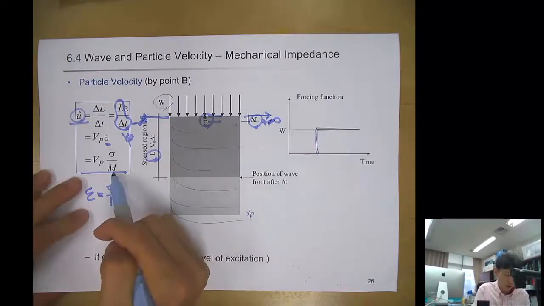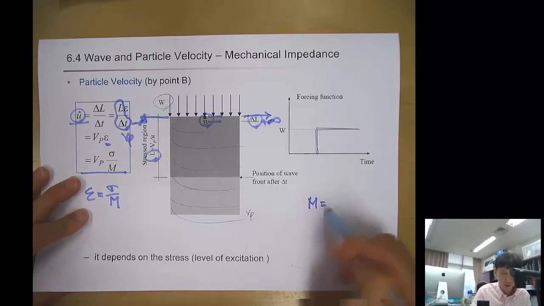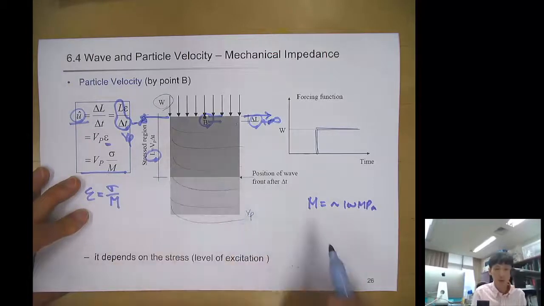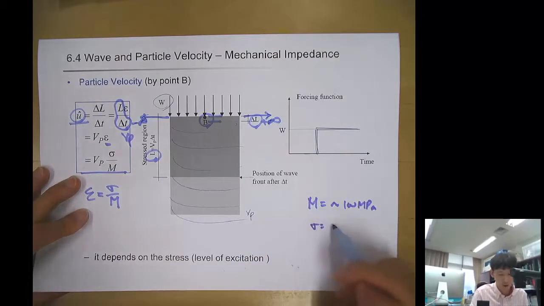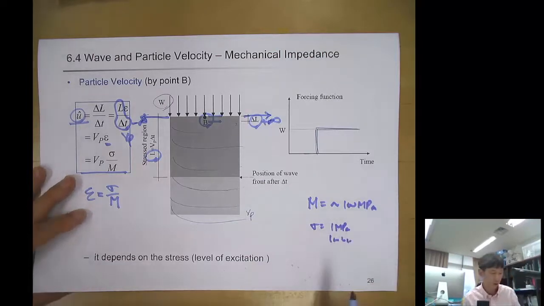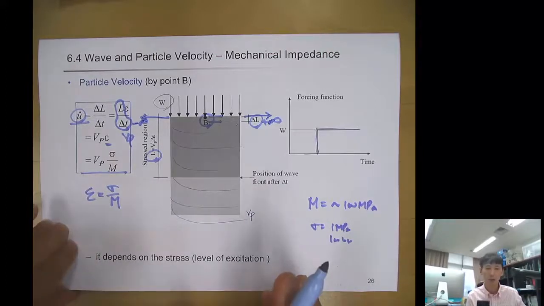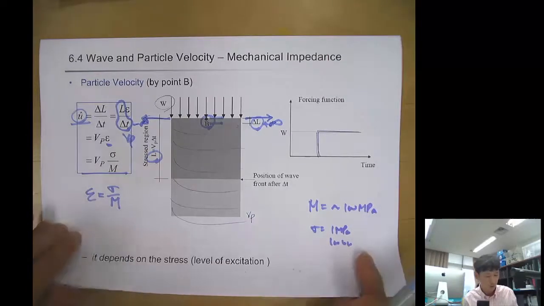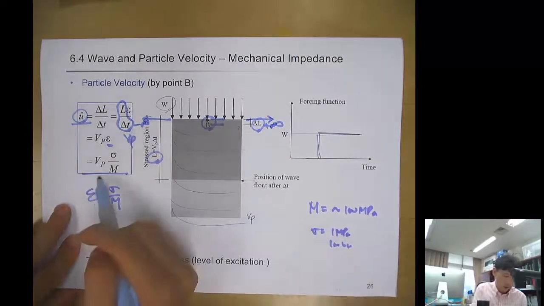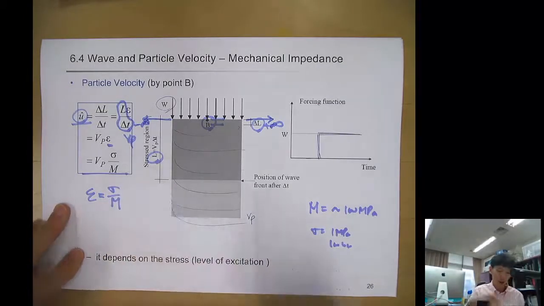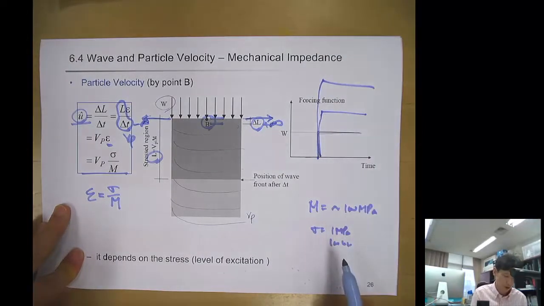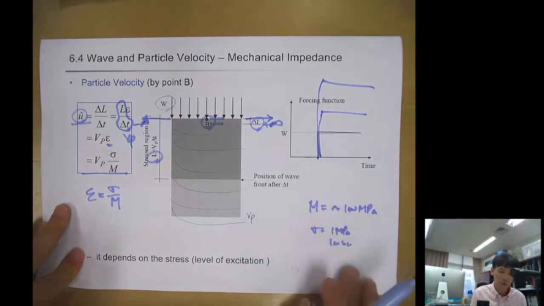So you can see in general, in soil, the constraint modulus is on the order of 100 megapascal. And the sigma could be very small. If the sigma is maybe 1 megapascal or 100 kilopascal, then you can see that the particle velocity is several orders of magnitude less than the propagation velocity. Okay? So that means that if the stress level is high, like this excitation is very high, then particle velocity increases.